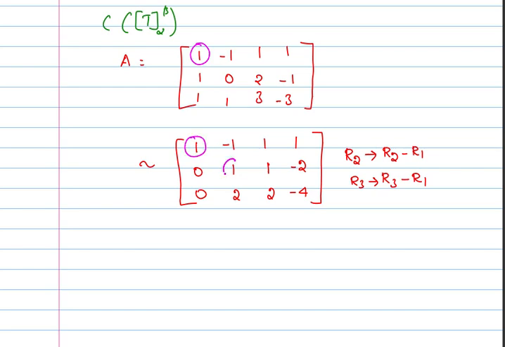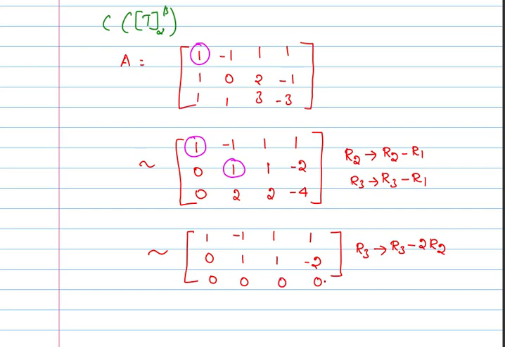My second pivot position is this one, correct? So the second pivot position I will make it as 1, minus 1, 1, 1, 0, 1, 1, minus 2. So now I want to make R3 equal to R3 minus 2 R2. So 2 minus 2 is 0, 0. Here also I will get 0. So there are only 2 pivot positions, correct? These are the 2 pivot positions.